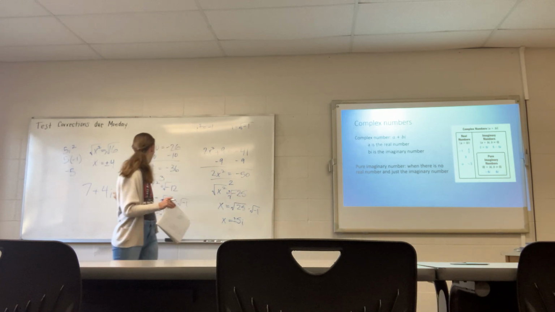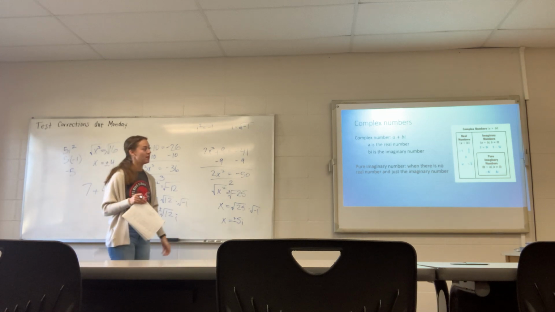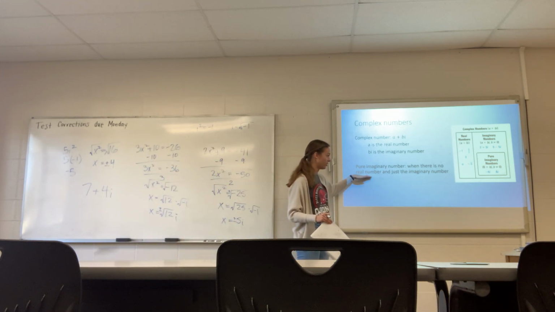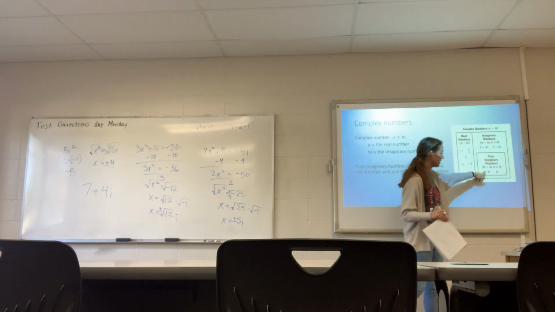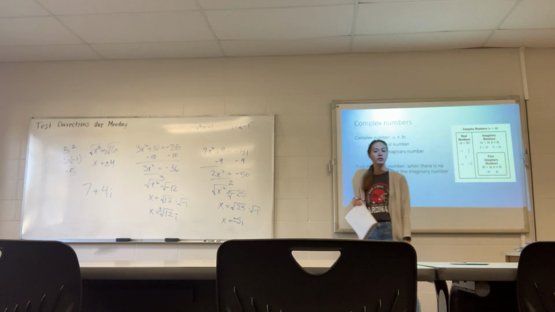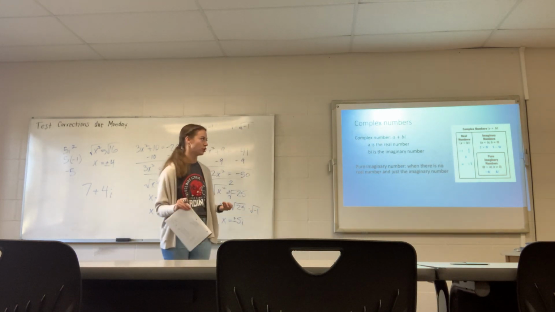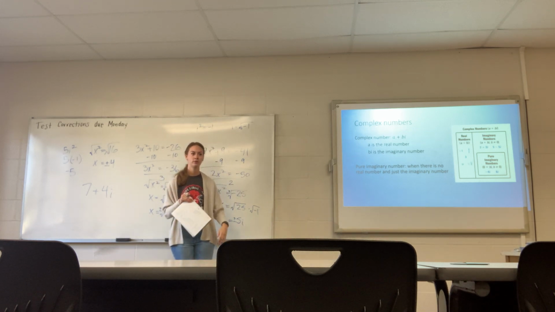So like I said, 4i or square root of 12i or whatever the number part is. And then the pure imaginary number, this is just if you don't have any real number, the number is just imaginary. So something like -4i or 6i. So when you don't have a real part, you just have the imaginary. Okay, so that's just a little terminology. So we'll talk about complex numbers the rest of the year.